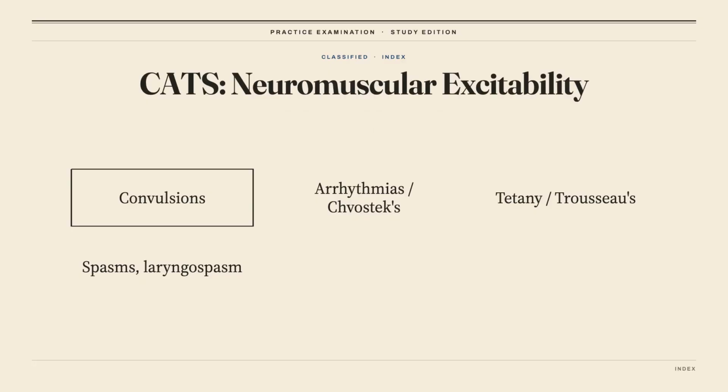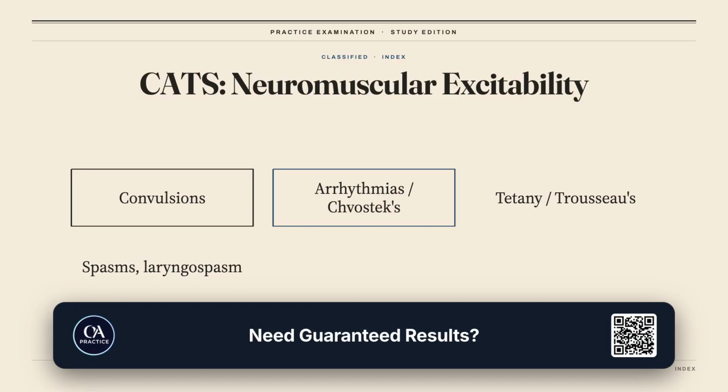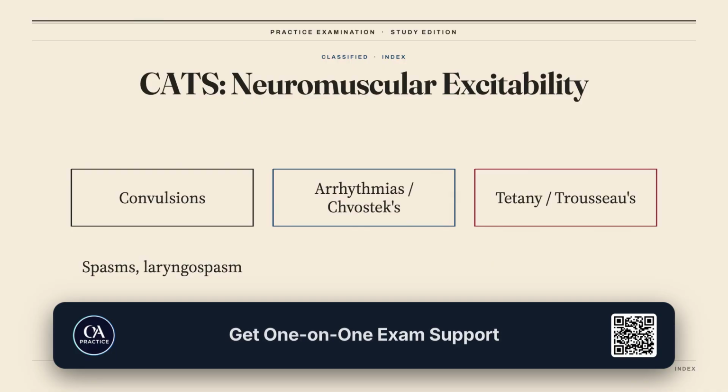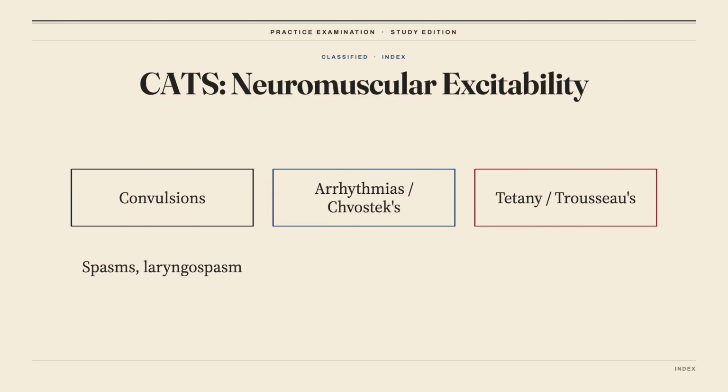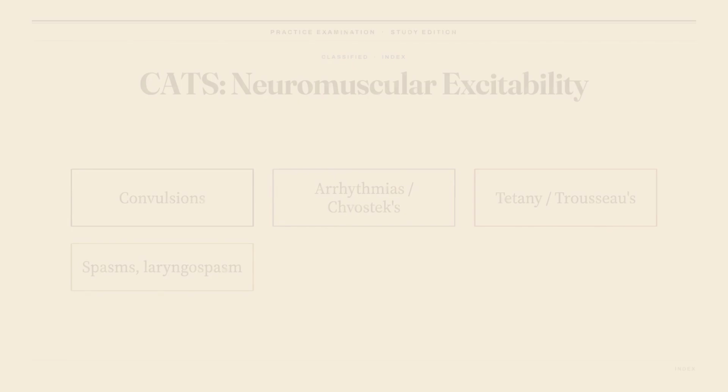Low calcium destabilizes nerve and muscle membranes, and the mnemonic CATS captures the danger: convulsions, arrhythmias with a positive Chvostek sign, tetany with a positive Trousseau sign, and spasms including laryngospasm. The airway and the heart are the two lethal endpoints, since severe hypocalcemia can close the airway or prolong the QT interval into torsades de pointes.